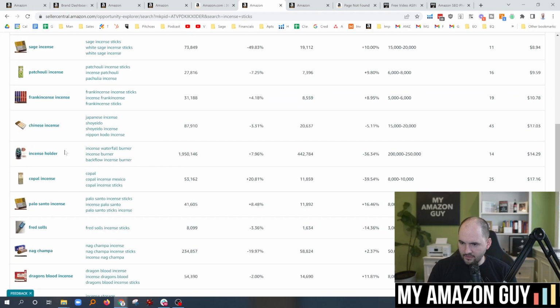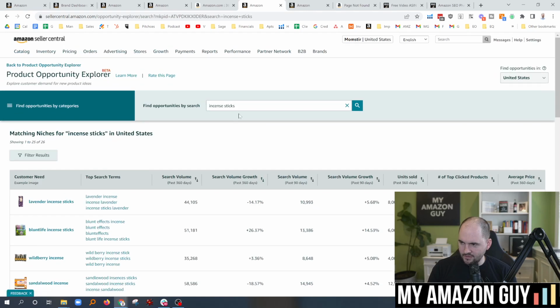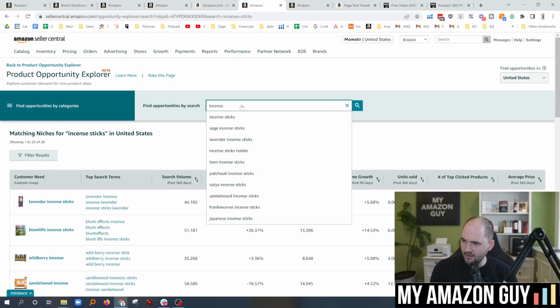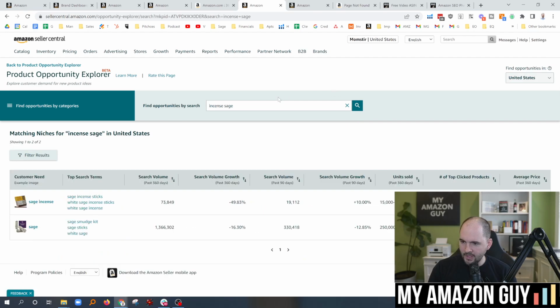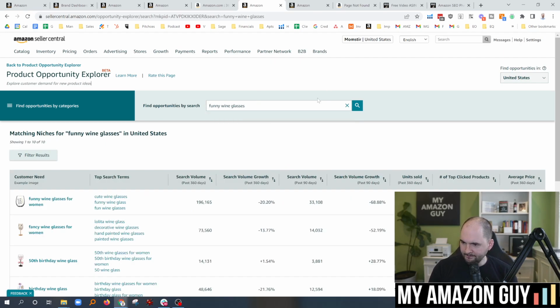So we can see all the top products. I guess mine's more of a smudge. So I guess incense sage. Let's see what incense sage shows up. So here's one of my competing products. Big search volume, 1.3 million. Number of units sold, absurdly high. But relatively small niche based on the fact only 2 products showed up, so not a whole lot of information here. Let's try funny wine glasses and see what shows up for that.